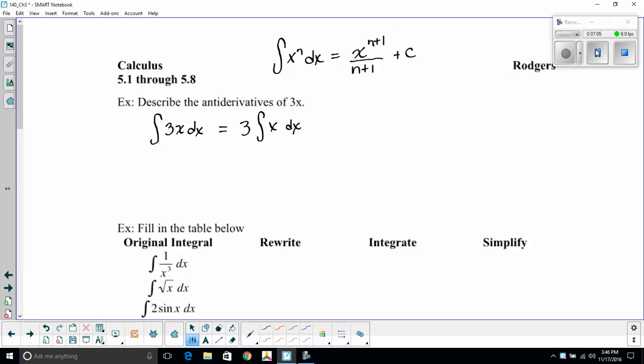All right? Okay, so this would be 3, and then x to the 1 plus 1 over 1 plus 1 plus c. Or in other words, 3 halves x squared plus c. All right.